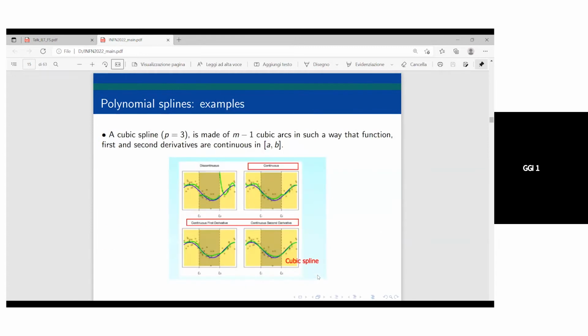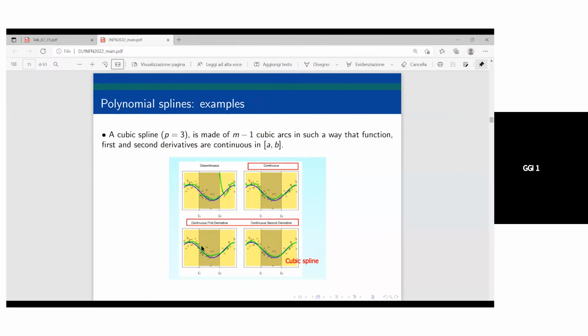Certainly the most common splines, and I have to say that sometimes people confuse the two, because the more common one is the cubic spline, but spline is a more general concept. A cubic spline is made of cubic arcs that are connected C2 smoothly. And the picture, is there any pointer here? No. Okay, so this is the cubic spline. So we have 3 arcs of cubic parabola that are connected C2.